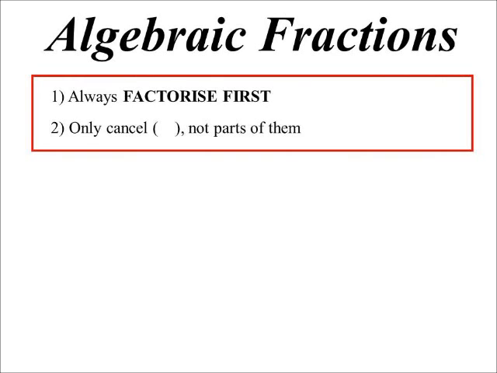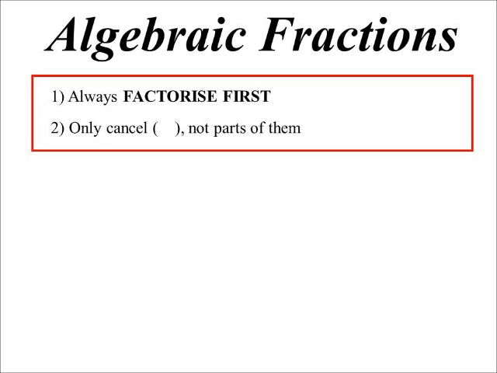So next thing we're up to is algebraic fractions. The key, of course, is always factorise first. So the first thing you do whenever you're dealing with algebraic fractions is factorise. Okay. Now, the other golden rule, and again I didn't know how to put this into words, so I used the symbols. You only cancel complete parentheses, not bits of them.